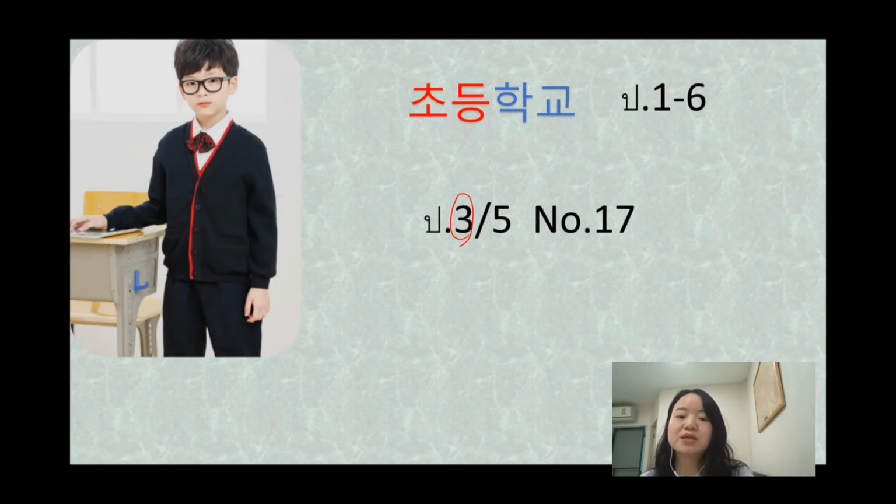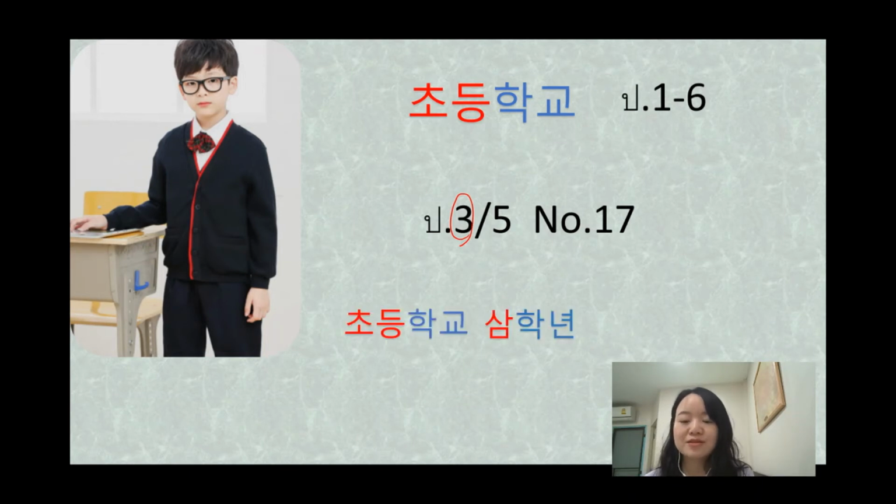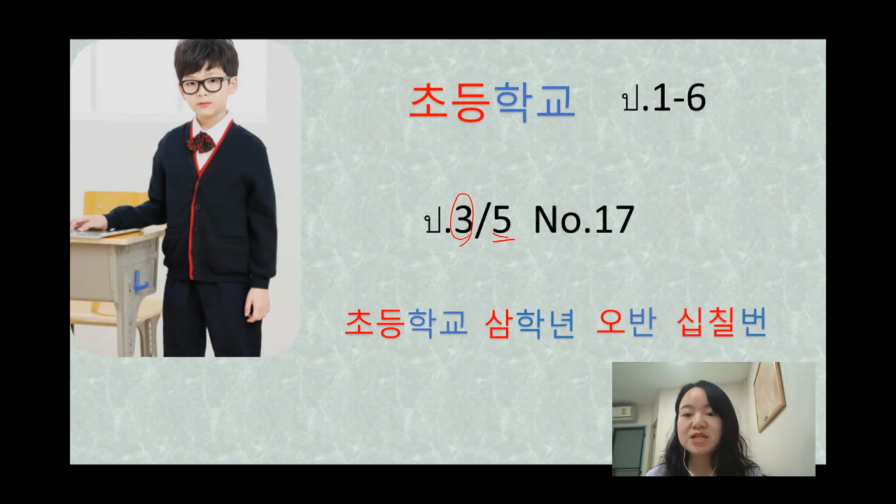Then this is the grade, the third year. So it should be 3학년. 학년 is year, the third year. Then this is the class, okay? 5반. Then number 17 should be 17번. Okay, one more time. Which grade? 3, so 3학년. Then class 5, 5반. Number 17, 17번.